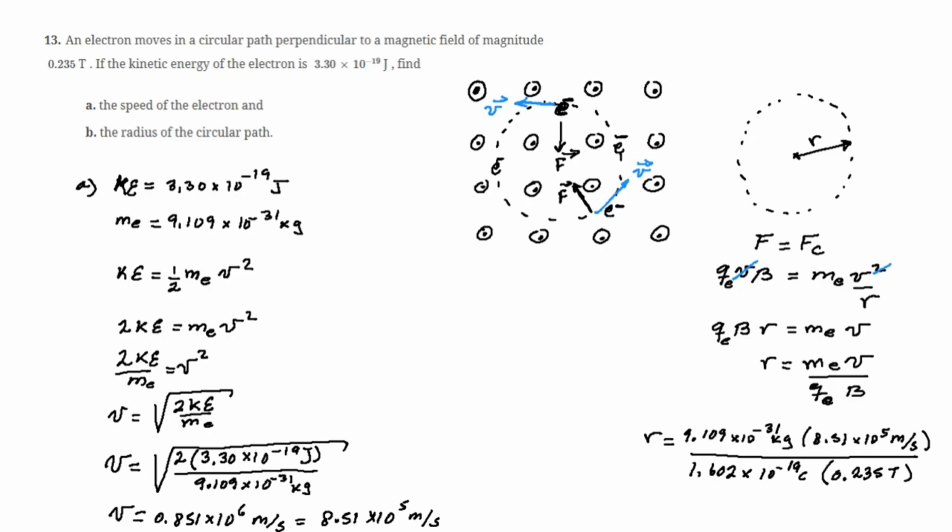So you calculate the radius of the path, it will give you approximately 205.91 times 10 to the negative 7 meters, which in scientific notation is approximately 2.06 times 10 to the negative 5 meters. This is, in this case, the radius of the circular path of this electron.